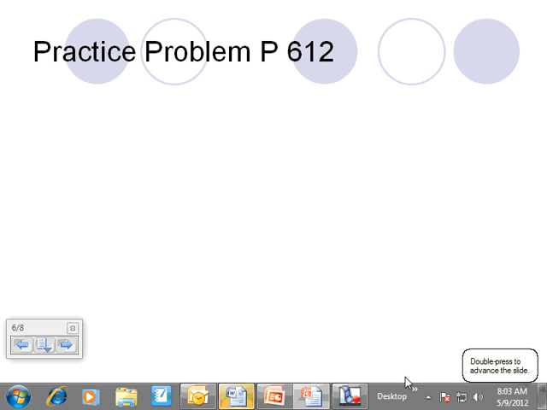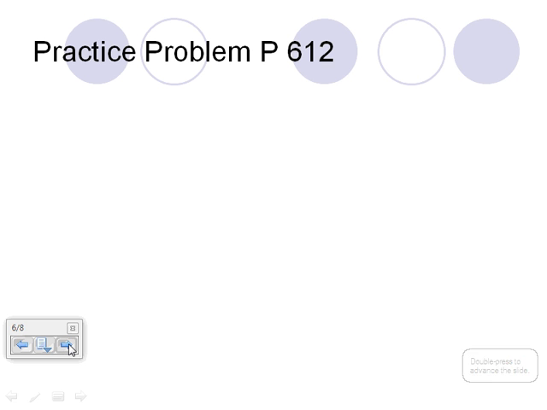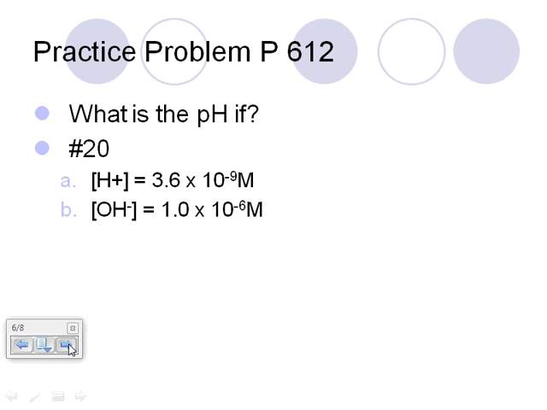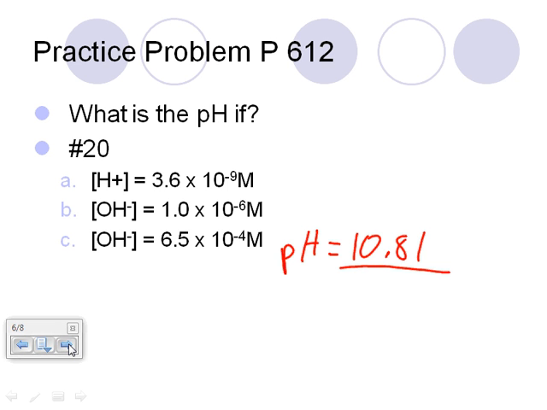All right, let's get back to our presentation here. There's another one that you can do. You should try this one yourselves. You should work the problem. And when you do that, just to test yourself, you'll get a pH of 10.81. So try that one yourselves. See if you can get that 10.81.